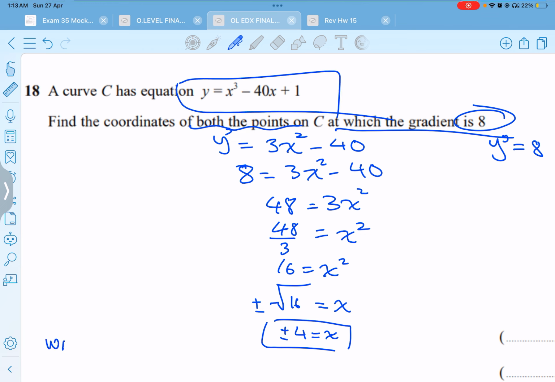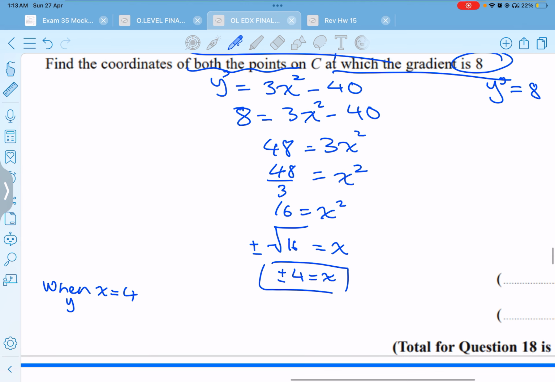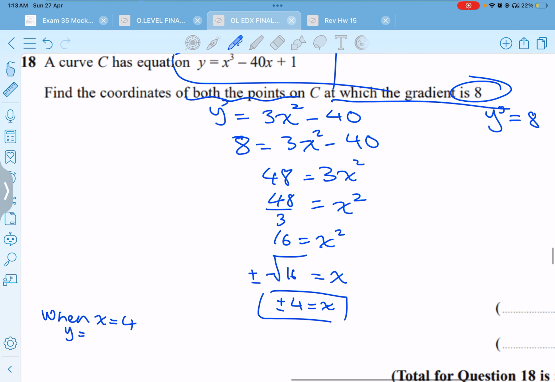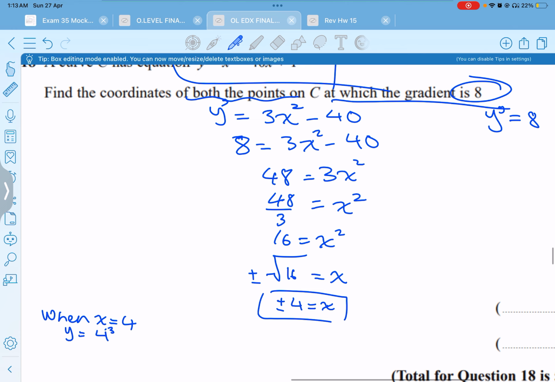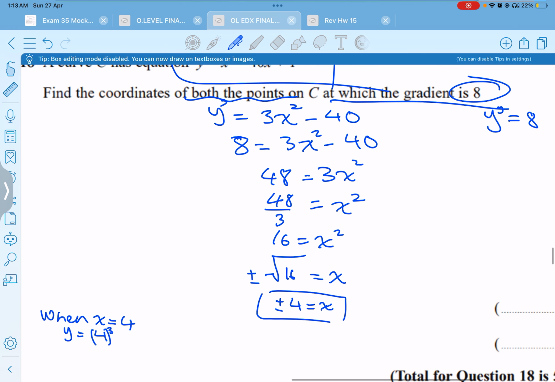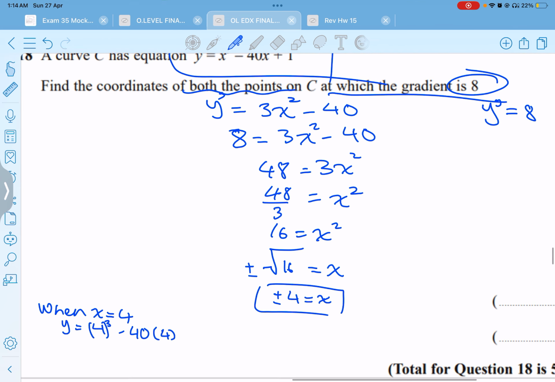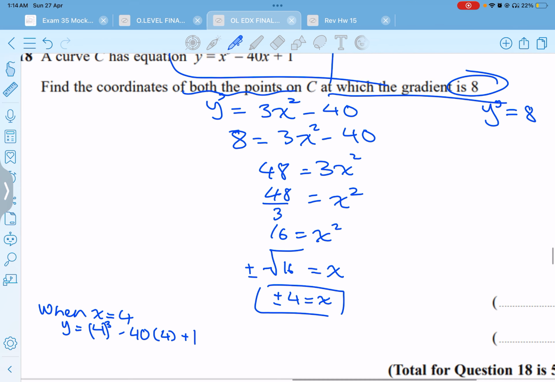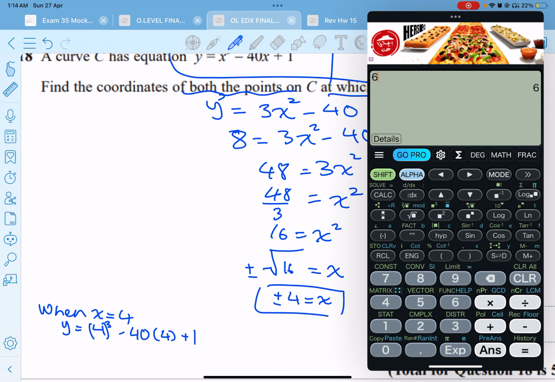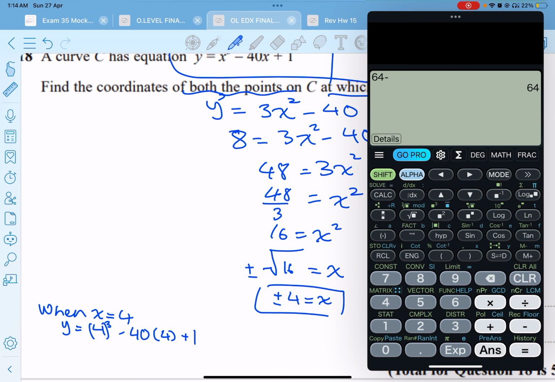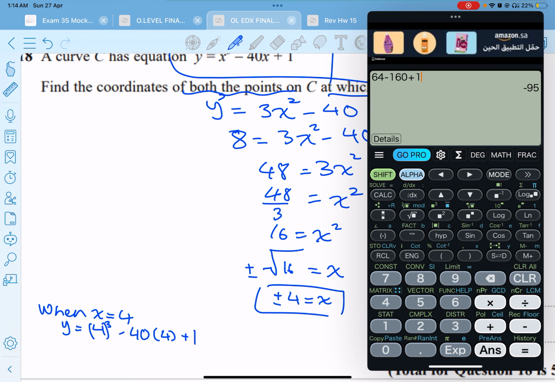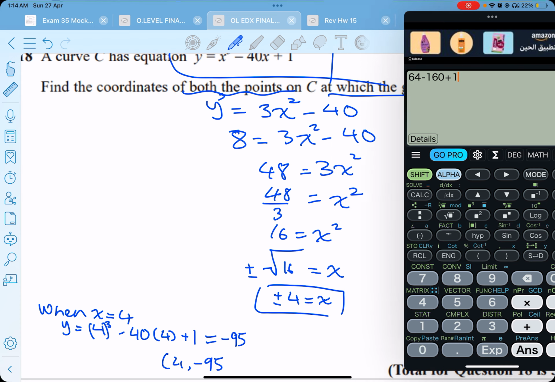So when x equals 4, y equals 4 cubed, in brackets, don't forget the brackets, minus 40 times 4 plus 1. In the calculator it's going to be negative 95. So it's going to be 4, negative 95.